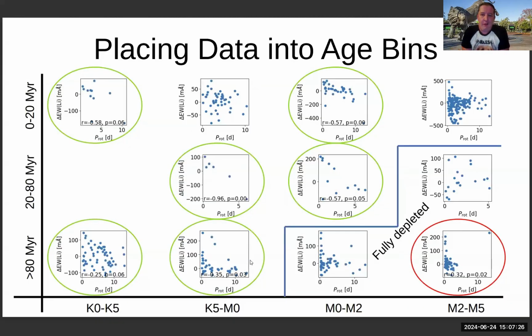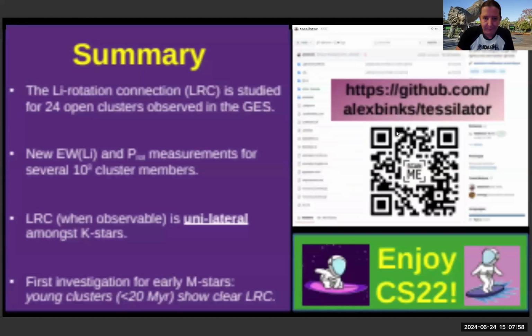We can place this data as well into age categories. So on the y-axis is 3 different age bins for a given cluster. And you can see on the x-axis the kind of spectral type range. The blue section here that's covered is just where we expect full depletion in the lithium, so it's fairly meaningless this side. But what we can see is when we bunch the data together, we do get quite a few clear correlations for the lithium rotation connection. But interestingly, we do get for the early M-type stars for the first time the same connection.